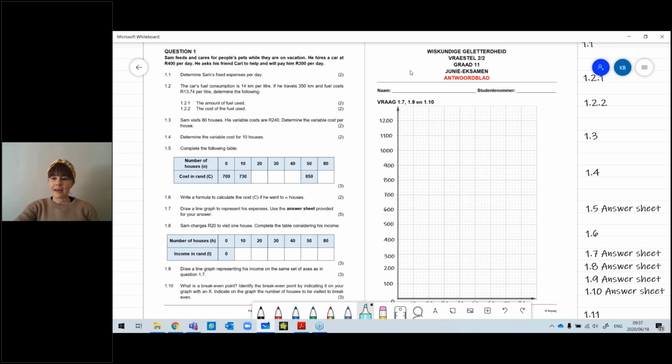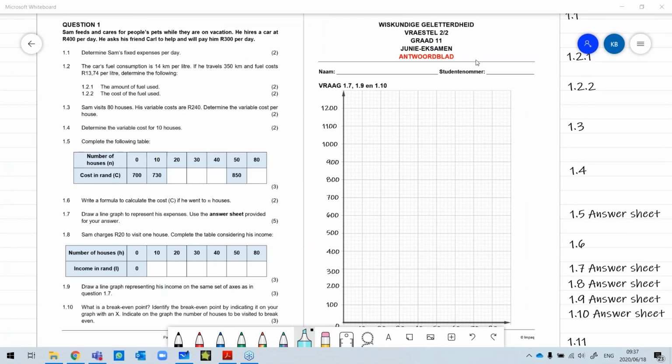Okay, so at this stage, I am going to switch off my webcam so that we can use the entire screen to have a look at the questions and the answers. I know that the screen does take up a little part at the top of the screen, so let's not waste that. Okay, question 1.